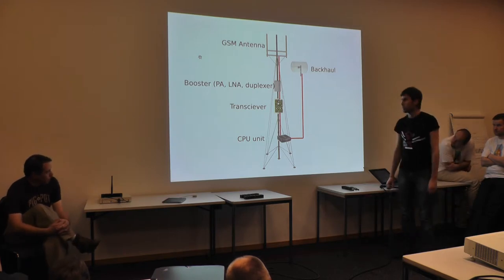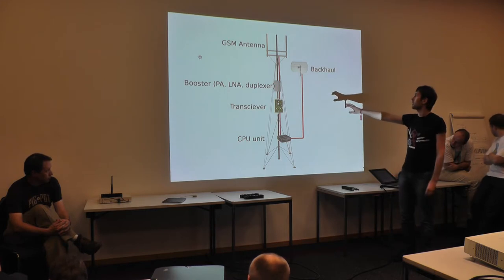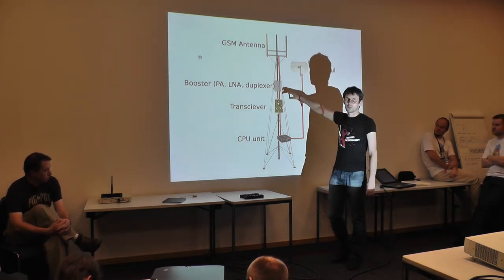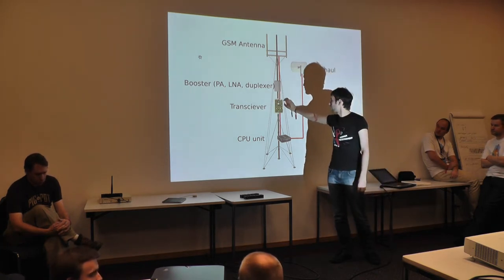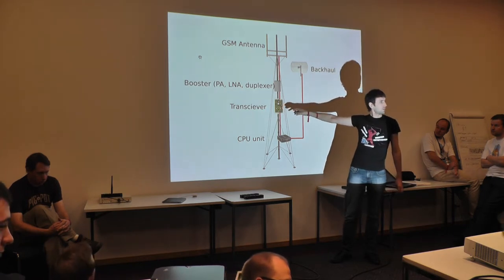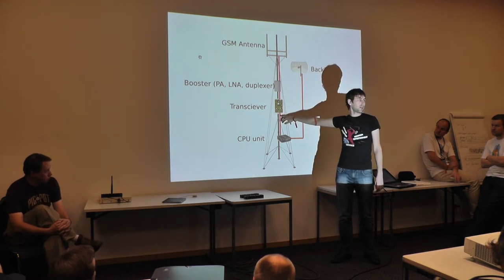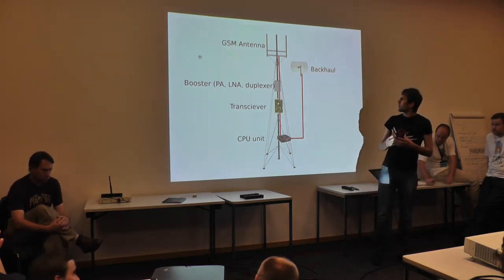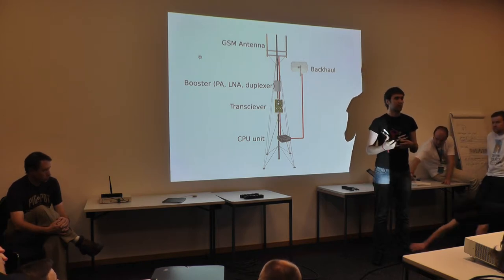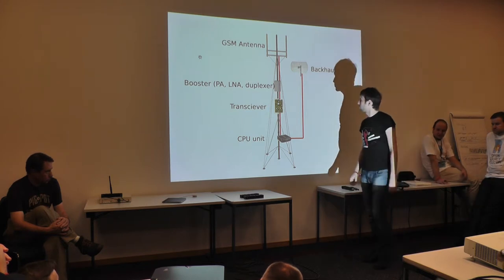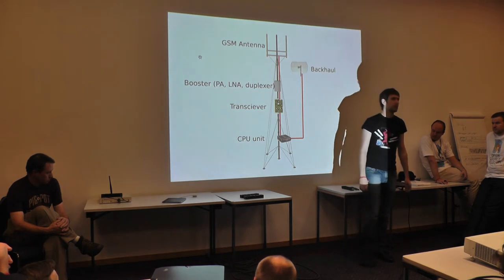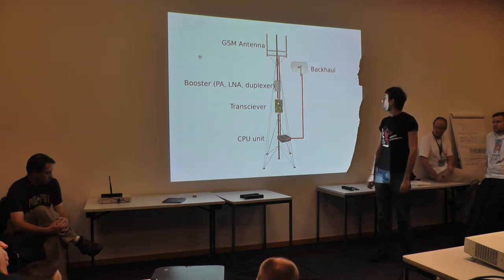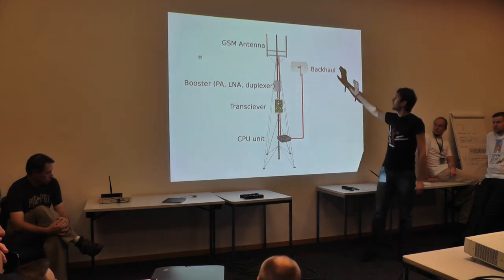So the OpenBTS system from a hardware perspective looks about like that. You have a GSM antenna, you have this RF gear which amplifies and filters, all the stuff which David was talking about in the very first part. Then you have a transceiver which converts analog signals to the digital domain. And in the OpenBTS case, this is a software-defined radio. In a few words, it's basically an ADC and DAC connected to an antenna, in a very simplified way, definitely more complicated. And you have a CPU unit which actually runs all the software for all the higher-level processing, all the packet shuffling. And you have a backhaul which connects the CPU unit to your main network.